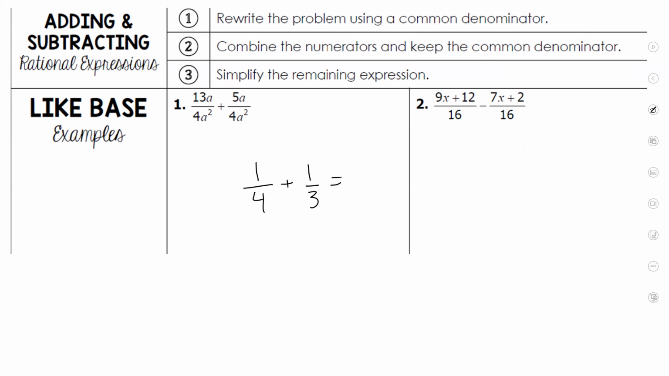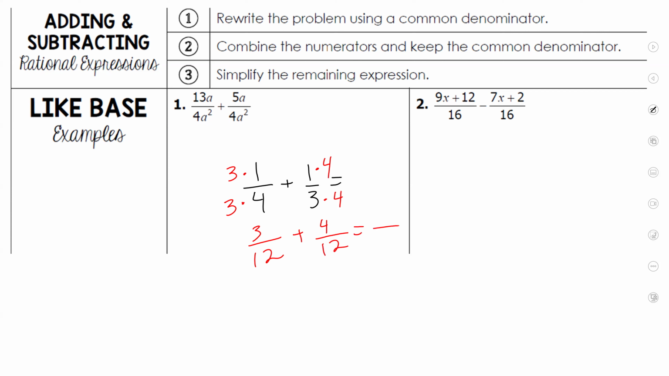So what should I do so that I can add these? I'll multiply by 3. Yep, the numerator and the denominator will be multiplied by 3. This one will be multiplied by what? 4. You guys can do that. All right, so 3 times 1 is 3, 3 times 4 is 12, 1 times 4 is 4, 3 times 4 is 12.